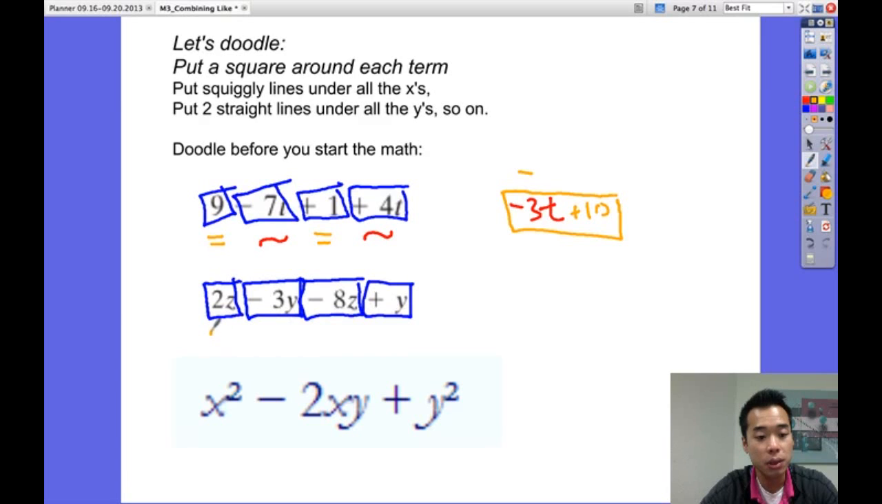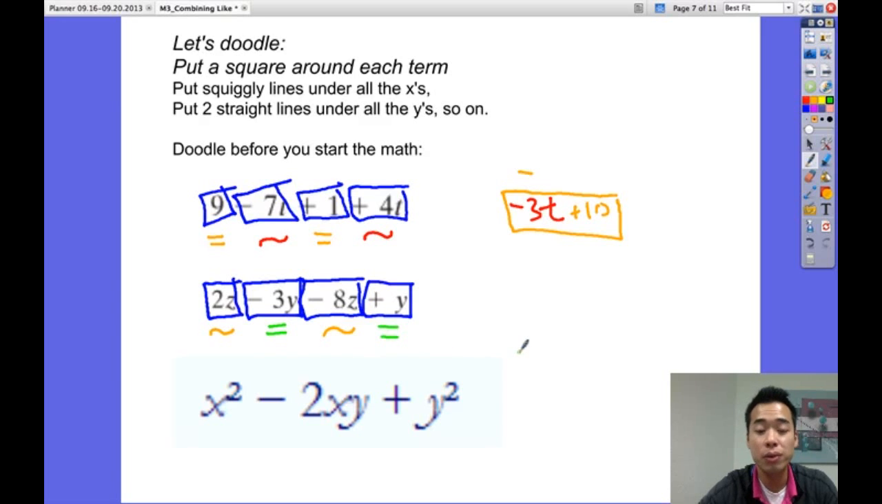I'm going to put a squiggly underneath the 2z. So anything that has a number and a z to the power of 1. That's a number and a y. That's a number and a z. So there's my other squiggly right there. This is a y. So I only have those 2. Switching colors again. I have negative 3y, which is a number and a y.